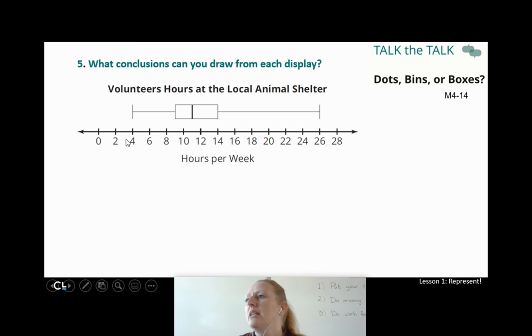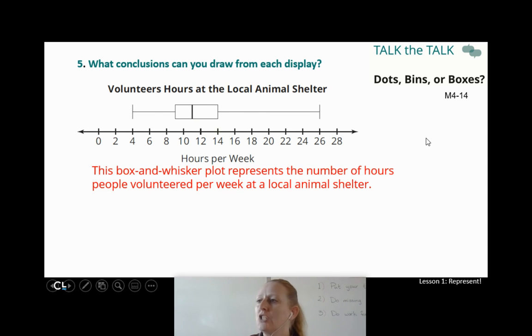So it looks like the minimum number of hours somebody did this was 4. The maximum was 26. Wow, we got somebody doing 26 volunteer hours per week. And it looks like the average, I wouldn't say average, the median number of volunteer hours per week is 11. So this box and whisker plot represents the number of hours people volunteered per week at our local animal shelter. I don't know how many data points are represented.